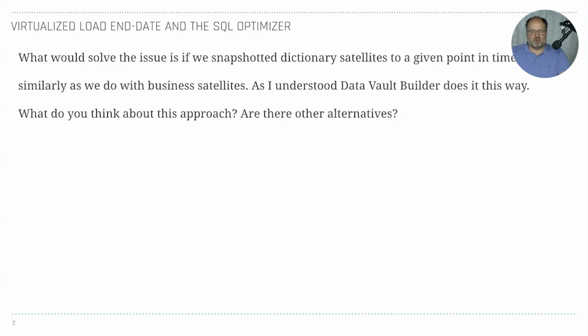Now, what are the other alternatives? First of all, maybe it helps to consider not having many of these reference hubs and satellites, but having only one that captures all the reference data for different domains, as long as the structure is the same. So let's say engine types, contract types, and so on.